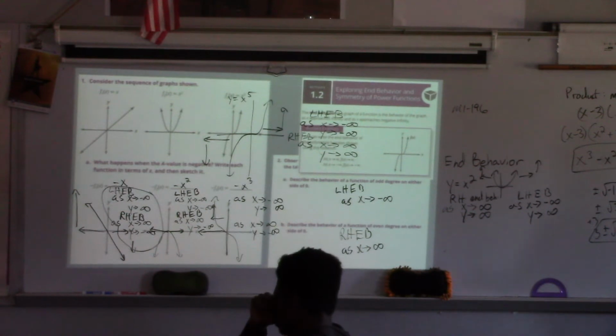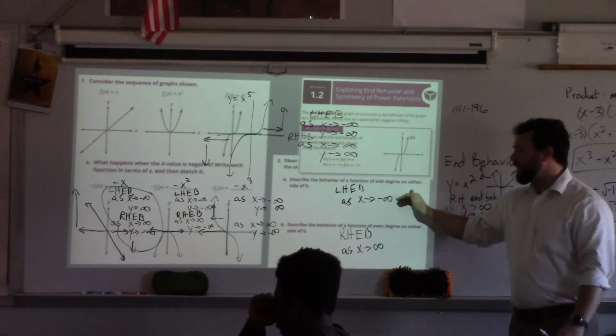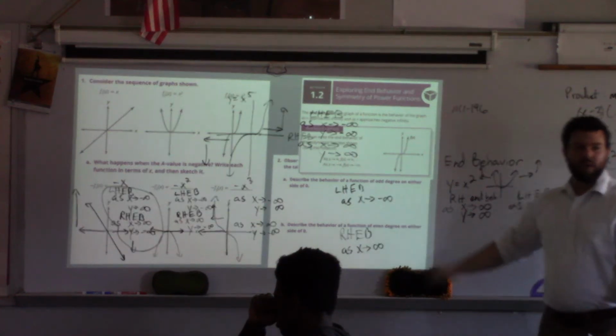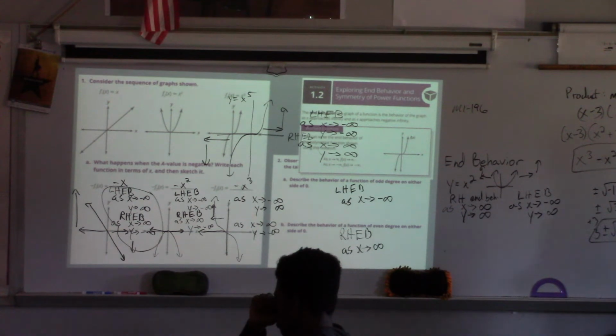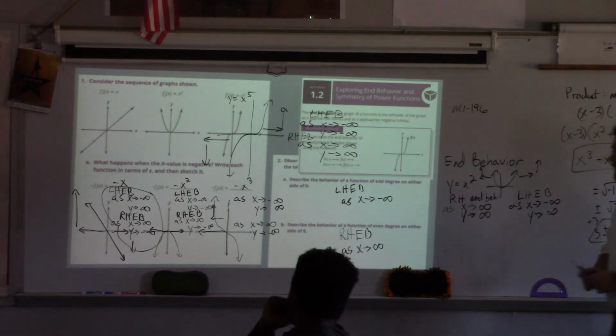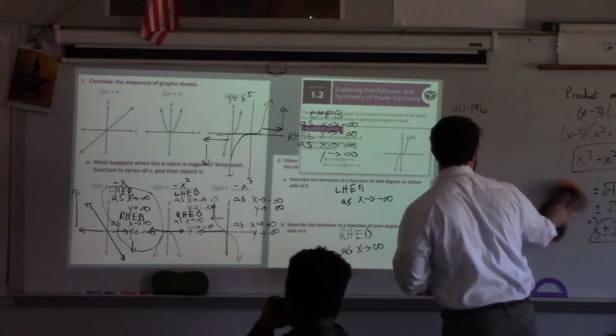Actually, there is a way to figure it out without the graph. We're just going to focus on the graph. But the left hand in behavior is as x goes to negative infinity, right hand in behavior is as x goes to infinity. Now, Shannon asked the question earlier, well, is it always going to be that case? With the functions we are currently studying, yes. With all functions, no.